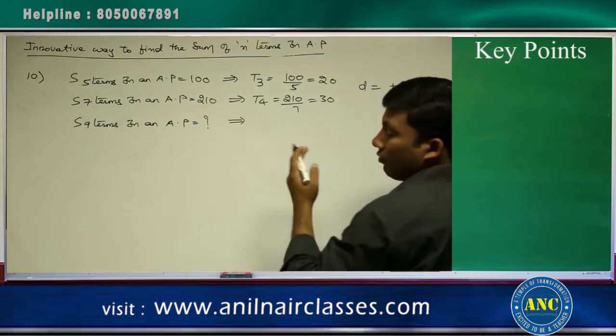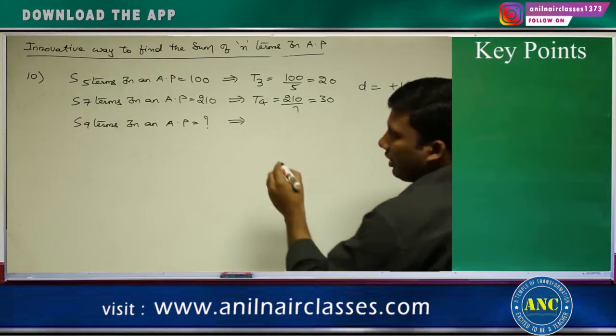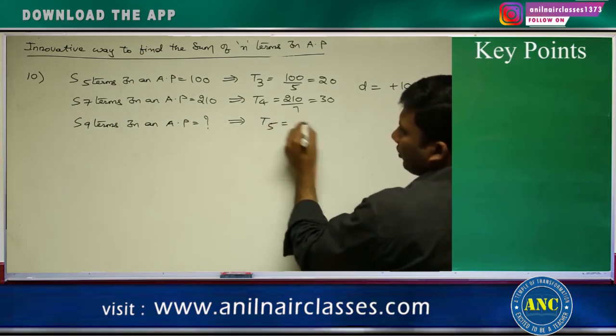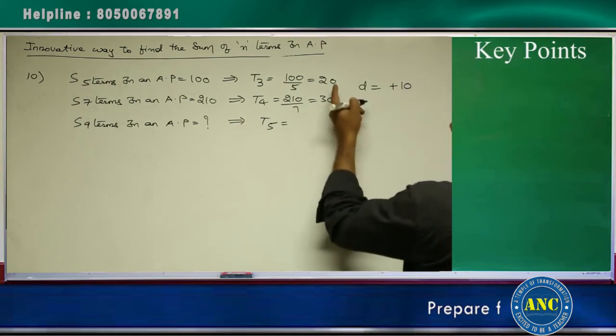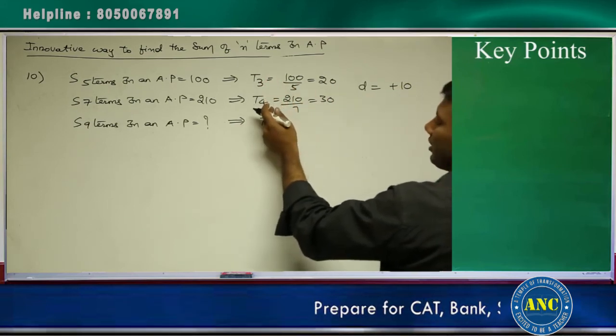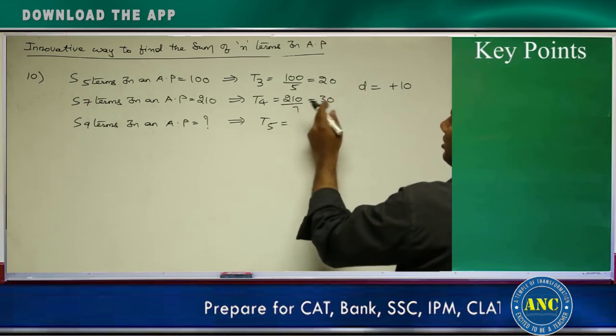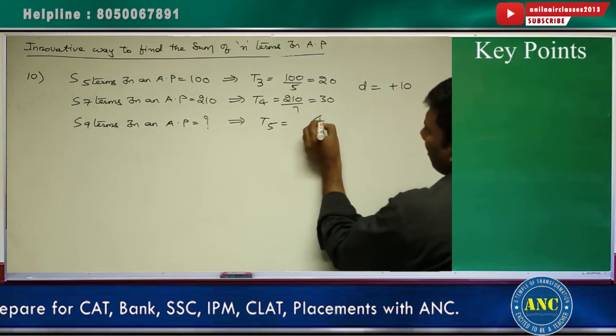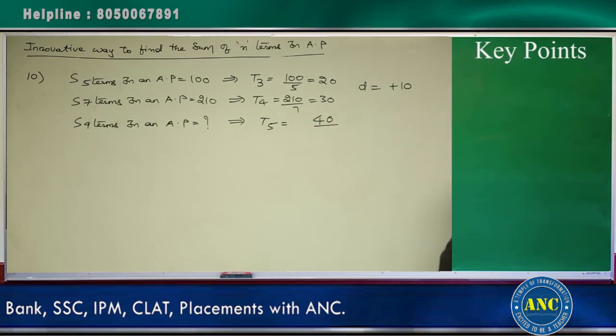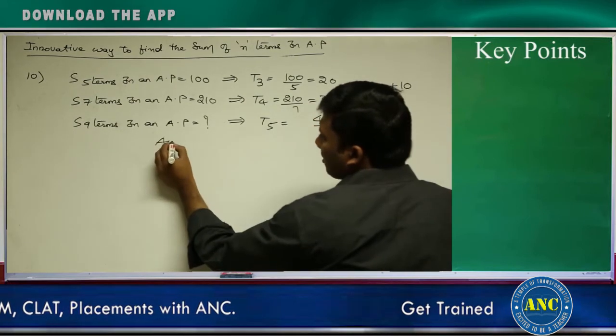9 terms, 4 to the left, 4 to the right. What is T5? T5 we require. Yes or no? Now see here. T3, T4, difference is D. D is plus 10. T4, T5, difference is also 10. So this will be 40. So average is Sn by n.